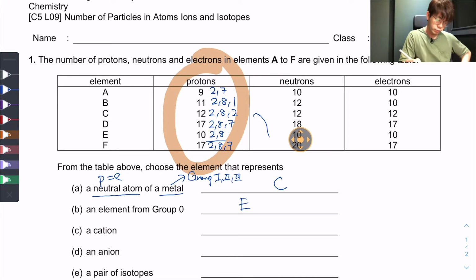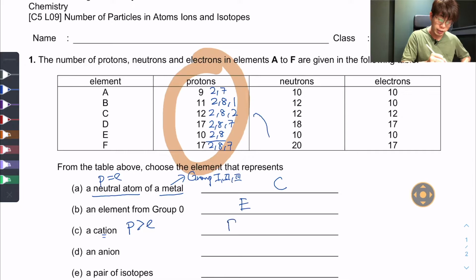Next, cation. Please remember cation, there's a T there. A cation is a positive ion, meaning the number of protons is more than electrons. Looking at all of them, we can see that B has more protons than electrons, and that's it. Anion, N for negative, so there are more electrons than protons. That would be A. It has 10 electrons and 9 protons.